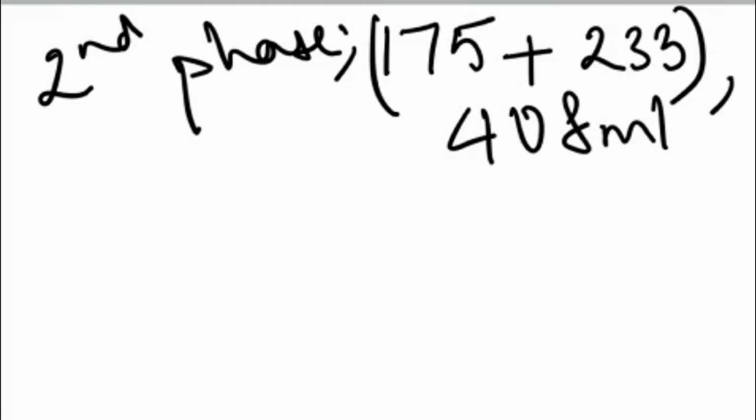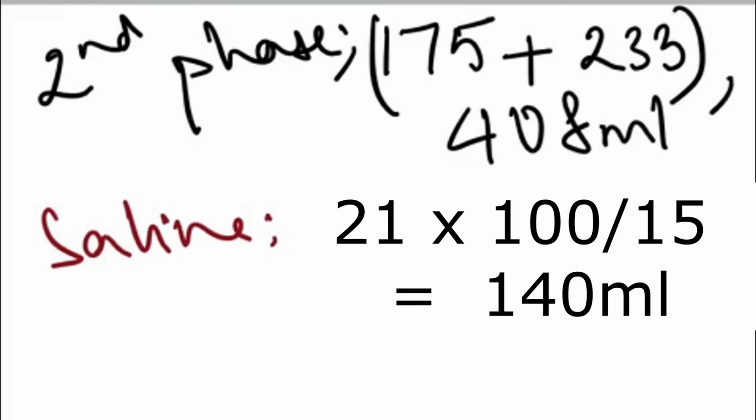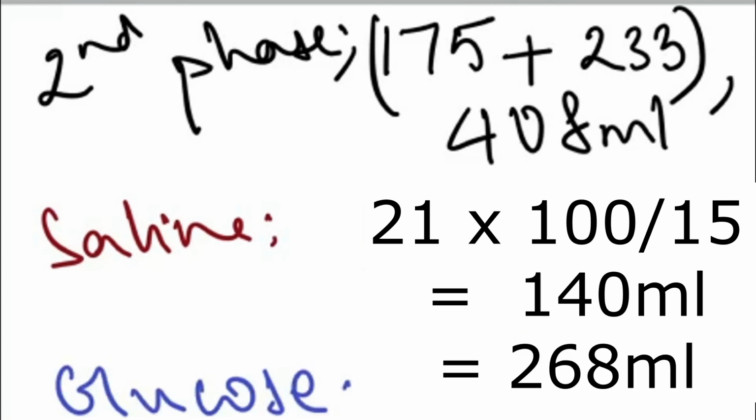Let's calculate the physiological saline. How did we do this? We have to multiply the amount of sodium that we need, which is 21 times 100 divided by 15. So we get 140 mils of physiological saline. Now subtract this from the total amount of fluids that we need for the second phase, which is 408, and we have 268 mils of glucose solution.